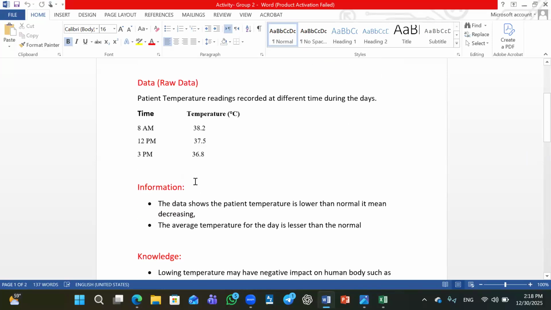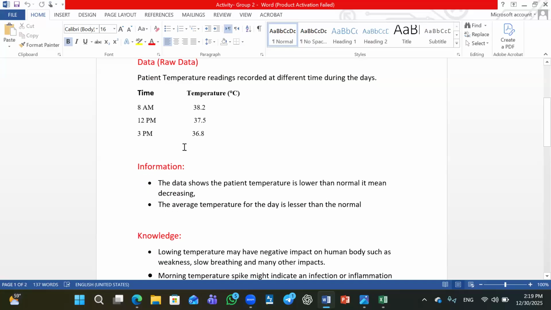The first is data, and also we can say primary data. The patient's temperature readings are recorded at different times during the day. We consider 3 times in a day and the temperatures. In the morning the temperature was 38.2, at 12 p.m. it was 37.5, and at 3 p.m. we consider the temperature as 36.8.